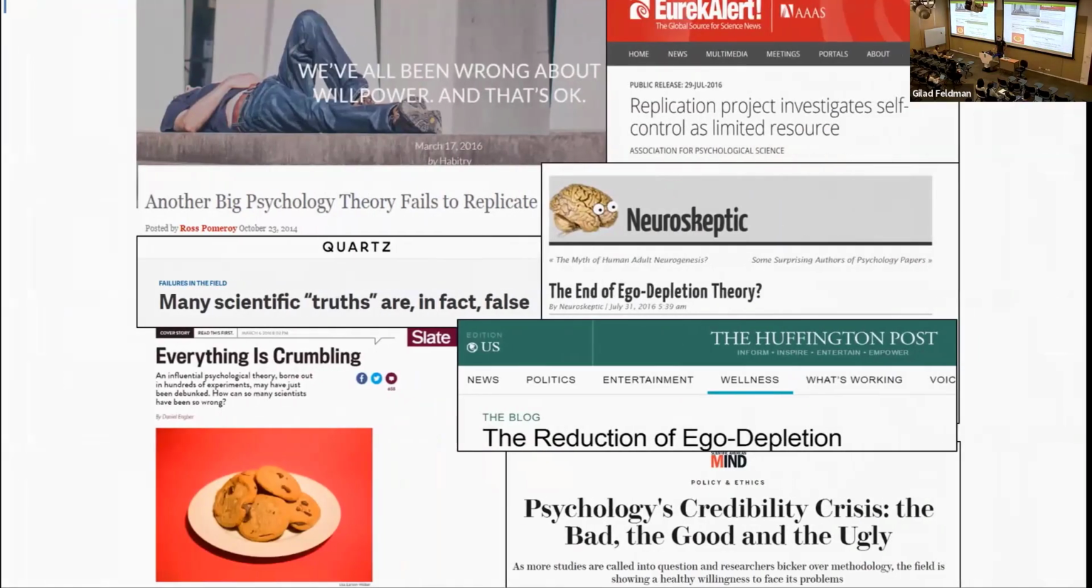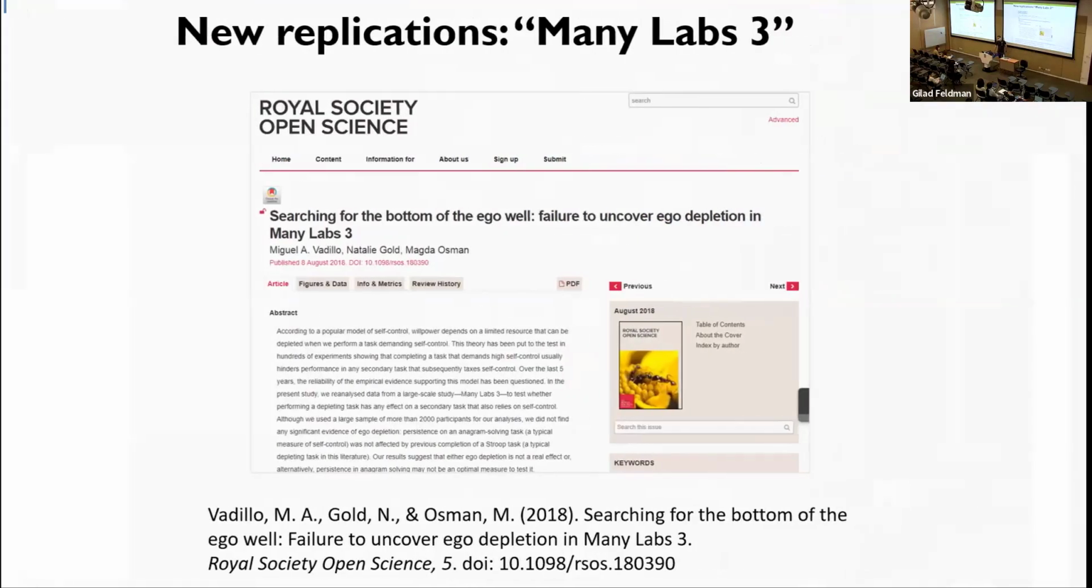But you can see the kind of reactions that the field and the media had to this failed replication: the end of ego depletion theory, the reduction of ego depletion, everything is crumbling. So there's all sorts of headlines that came out of it. And I think many people who did research on ego depletion felt very strongly impacted by this. It's a very sad story. I know some of the people involved. It has affected people's reputations and their careers. It's unfortunate because we would have wanted to know this a long time ago.